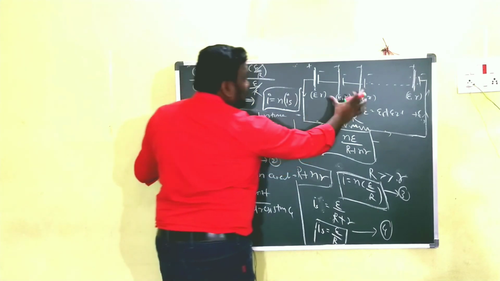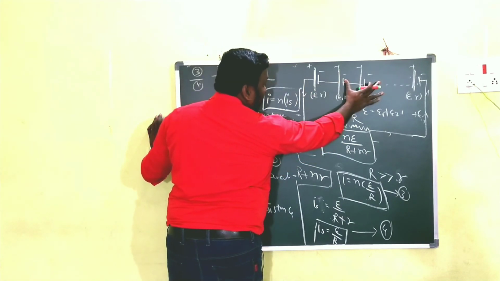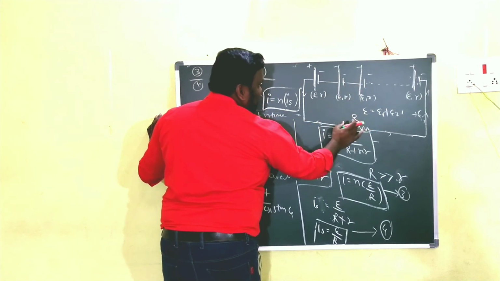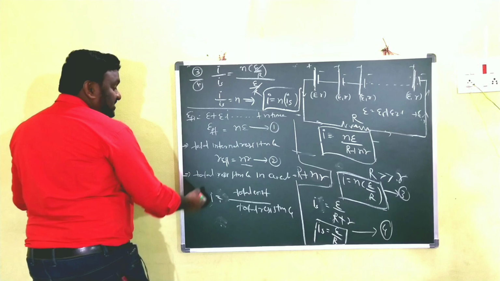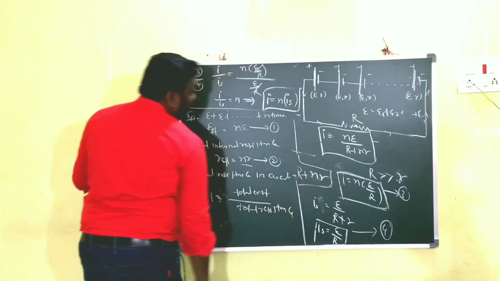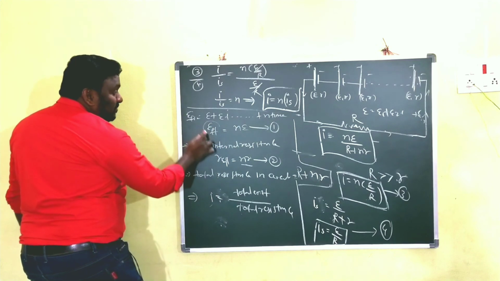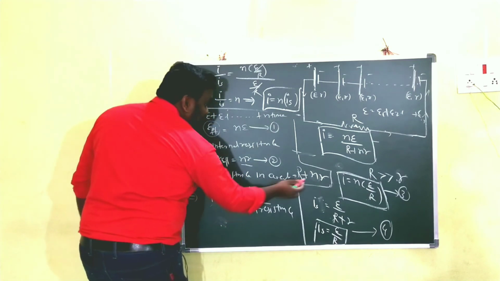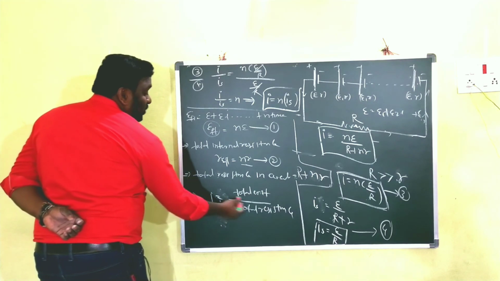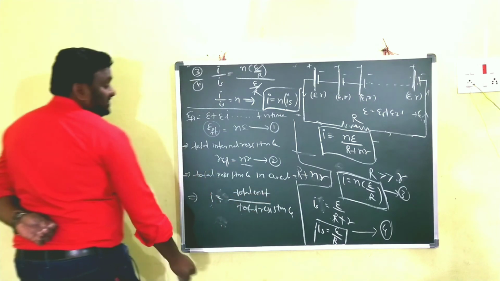Now the resistance of the series combination of cells is nr and the external resistance is R. These are again in series, so the total resistance is nothing but R plus nr. We already have the total EMF and the total resistance, and the formula is I equals total EMF by total resistance.